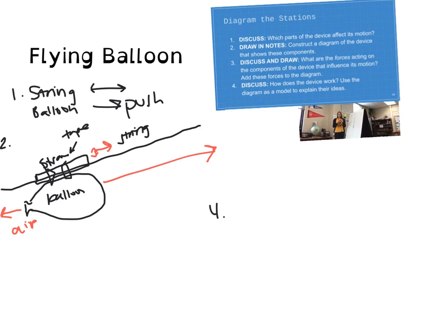And then finally, number 4, discuss, how does this device work? Use the diagram as a model to explain your ideas. All right, so this device, I am going to switch over to typing because you will be able to read it rather than what I am doing right now. So I'm going to decrease my font so you can actually see what I'm writing.